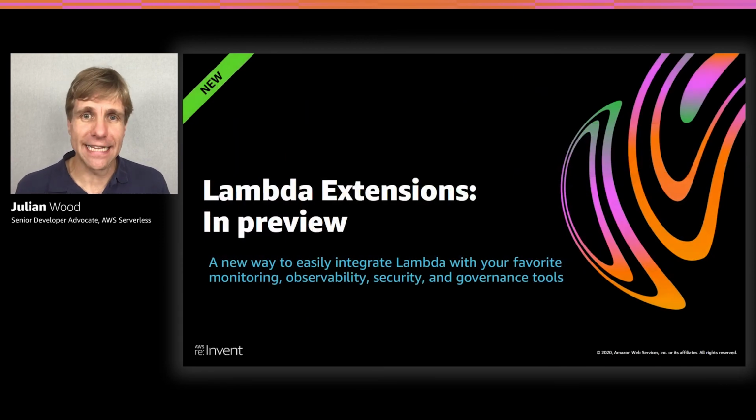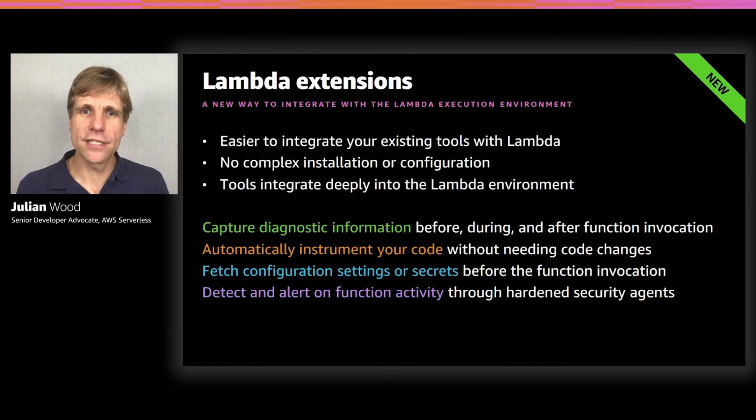A new functionality we've recently launched at AWS is called Lambda Extensions, which is a new way to integrate Lambda with your existing tooling, particularly for observability. Lambda Extensions makes it much easier to integrate your existing tools deeply with Lambda with no complex installation. You plug extensions into your Lambda functions. Extensions can then pull data out of the Lambda service about function invocations. You can see more details on how the service runs or change some aspect about how the function starts up.